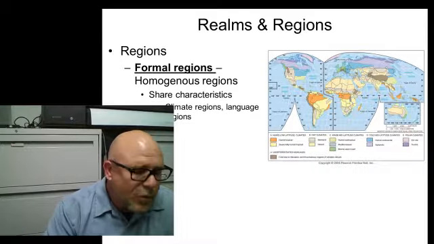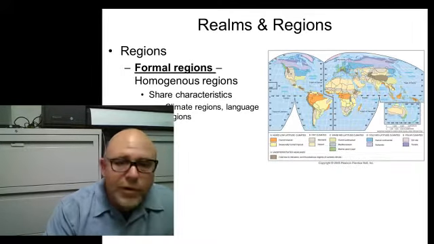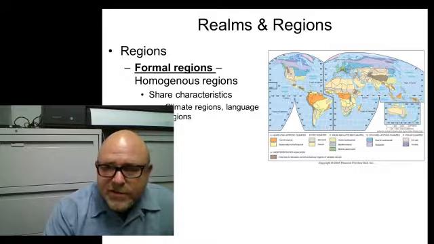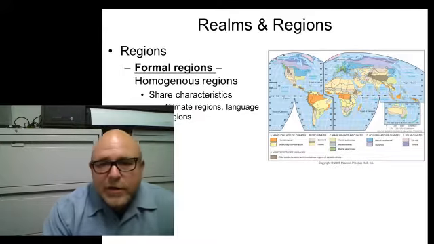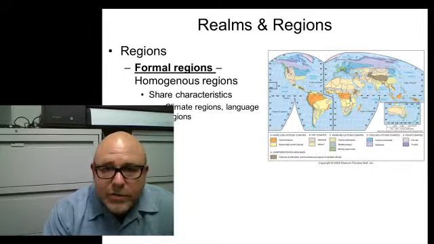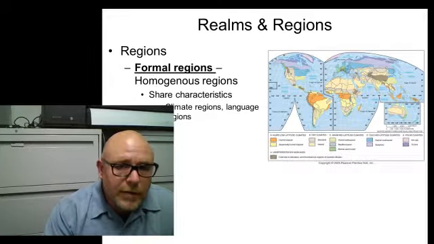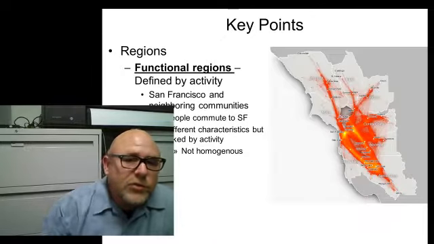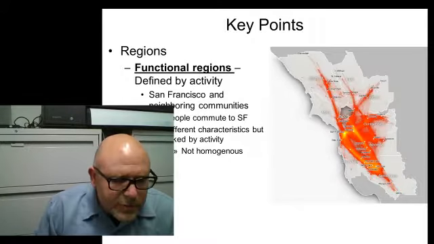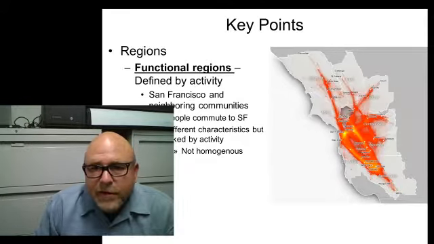We can break regions down into two basic types. Formal regions are probably what you think of when you think of a region. These are areas that share some type of characteristic, be it language, climate, economics, or what have you. And it could be physical, it could be cultural, it could be any. Functional regions are a little trickier, and these are places in the world that are linked by different activities.